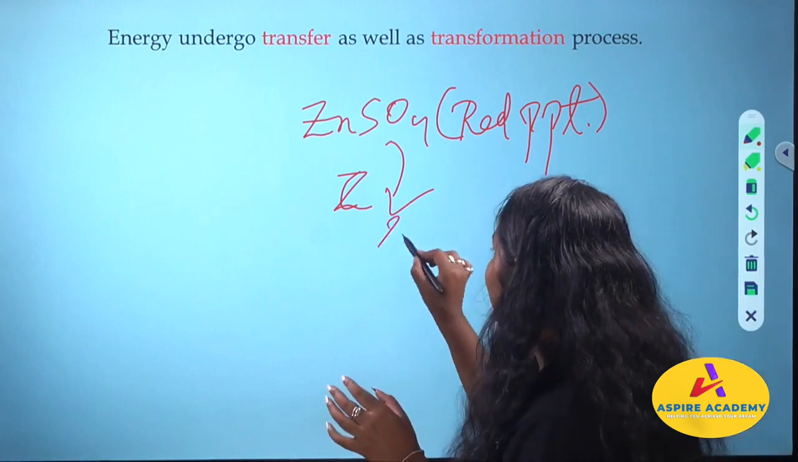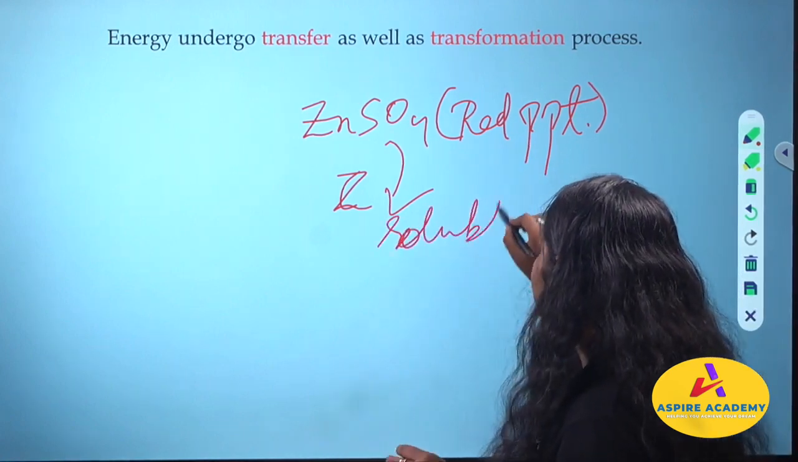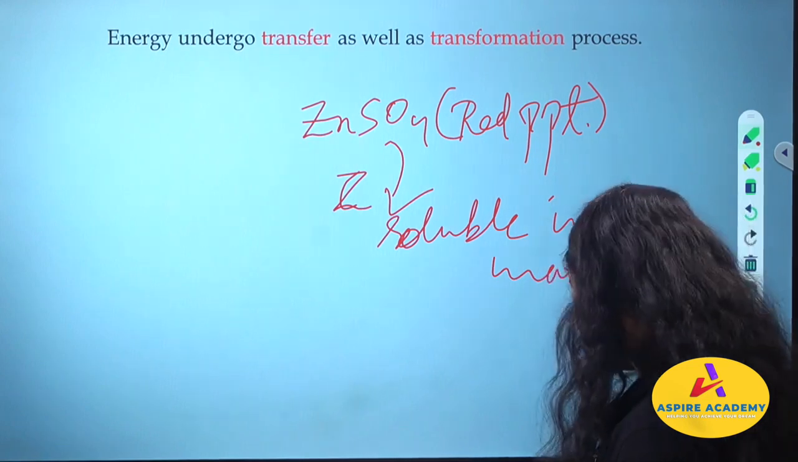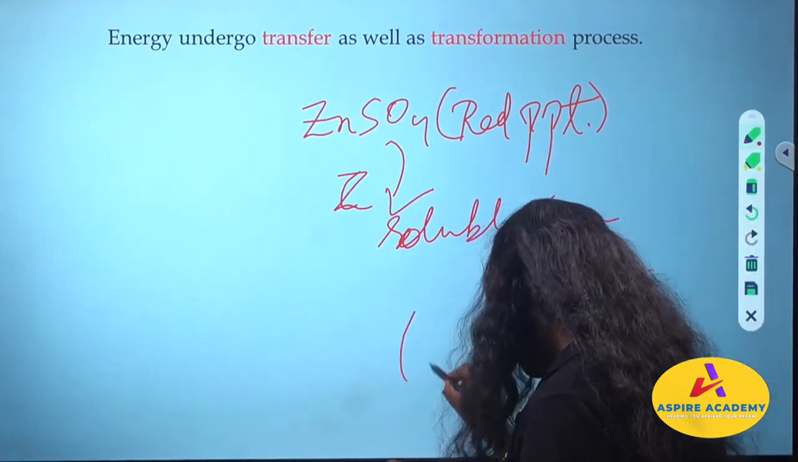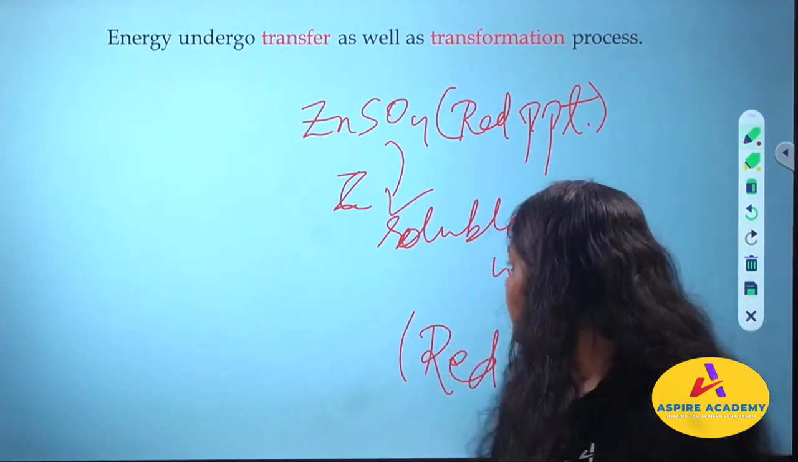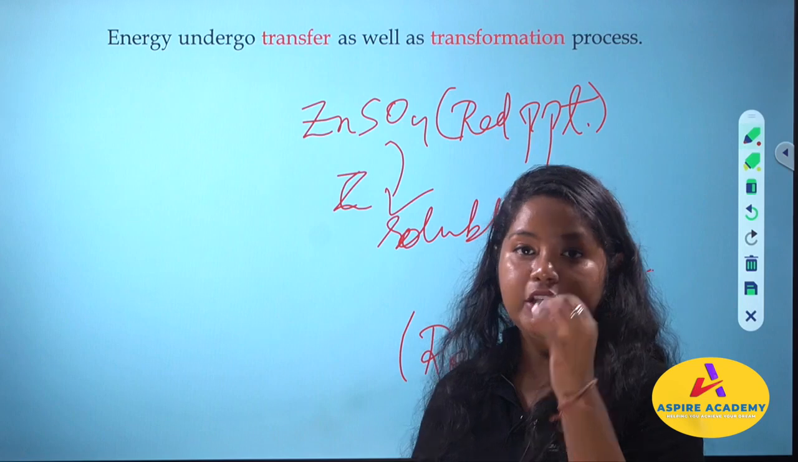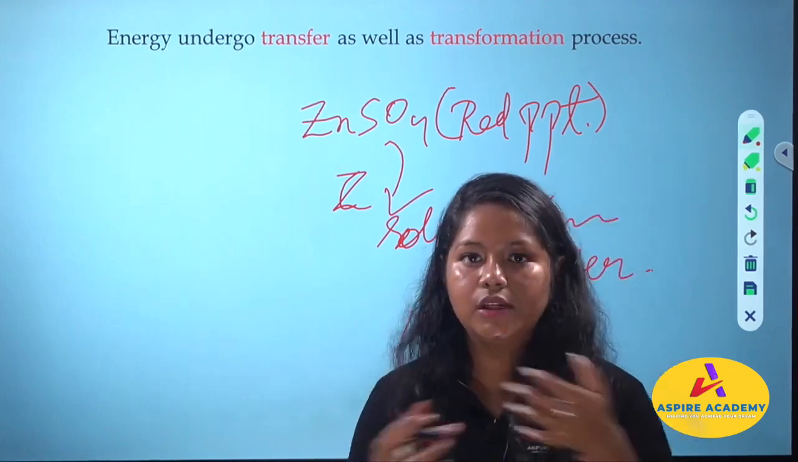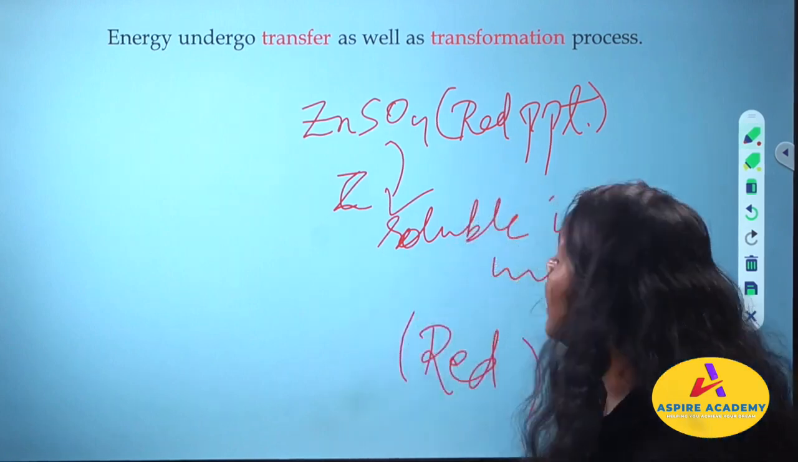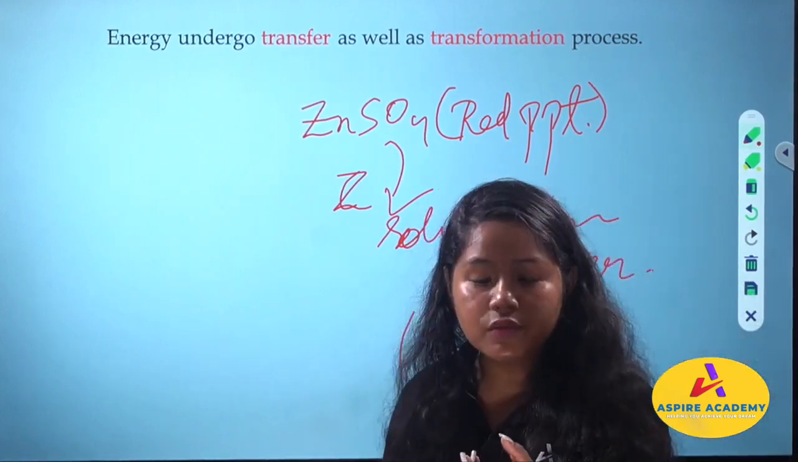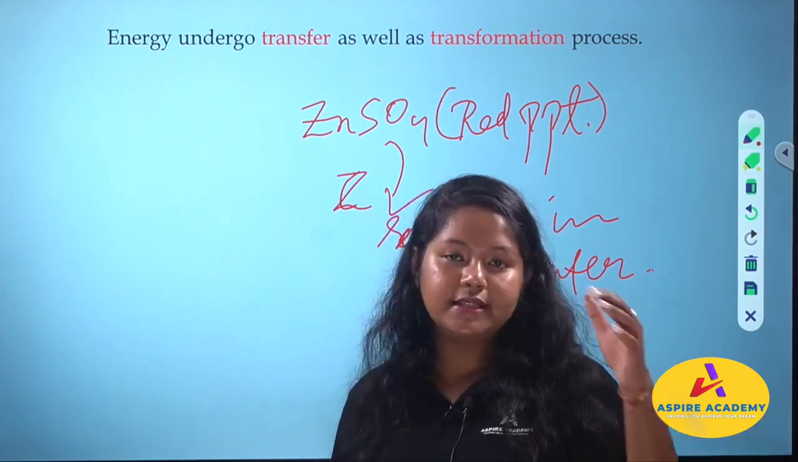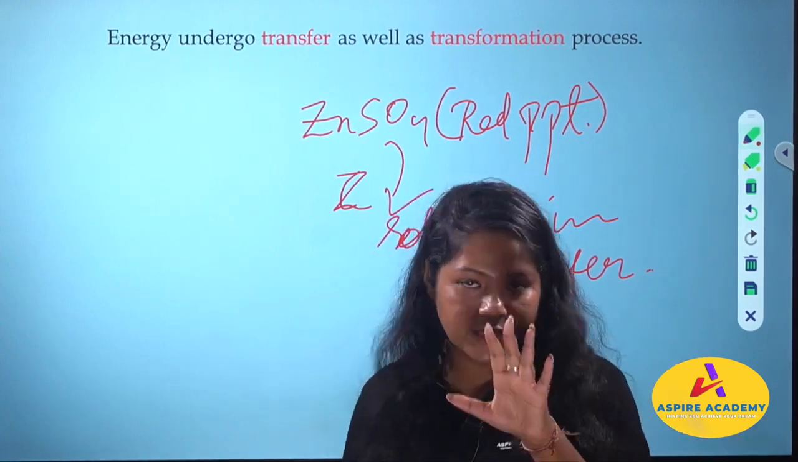They have understood that it is soluble in water, and its color is not reddish brown. Okay, so they have understood. See, initially they thought that you are giving zinc, you have CuSO4, then they are reacting and forming ZnSO4, and they thought that if ZnSO4 is forming, then the red PPT is of ZnSO4, and that ZnSO4 has the color reddish brown.